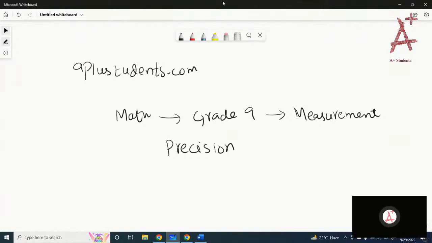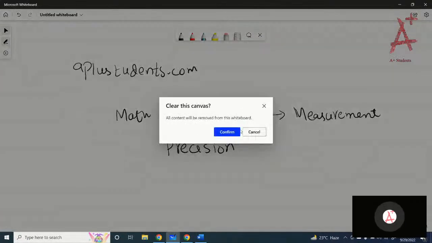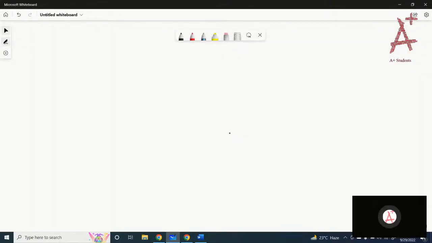Okay, let's start with the very first topic, that is precision. Please make sure you have your notebook and pencil so that you can note down the important points. Got it? Let me first explain what precision is. You can note down the definition. I'm going to write on the board. Precision means how exact a measurement is. Got it?